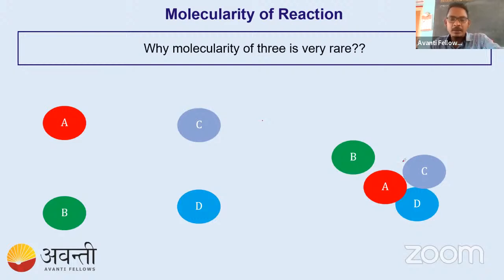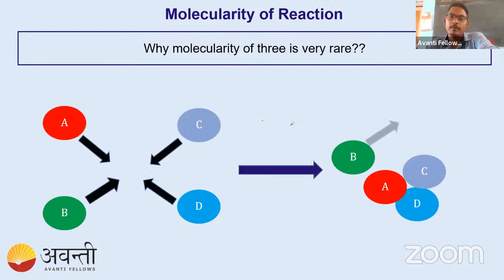Like 3 can do the collision perfectly, but the 4th one cannot do that perfect collision. So it will move away, because only 3 are enough to give the product. So we can say molecularity of 3 is also rare, because 2 can do the perfect collision, but if you increase their number, it may not be that effective. Okay, so that is why 3 is rare. That means 4 is not possible, or 5, more than that.